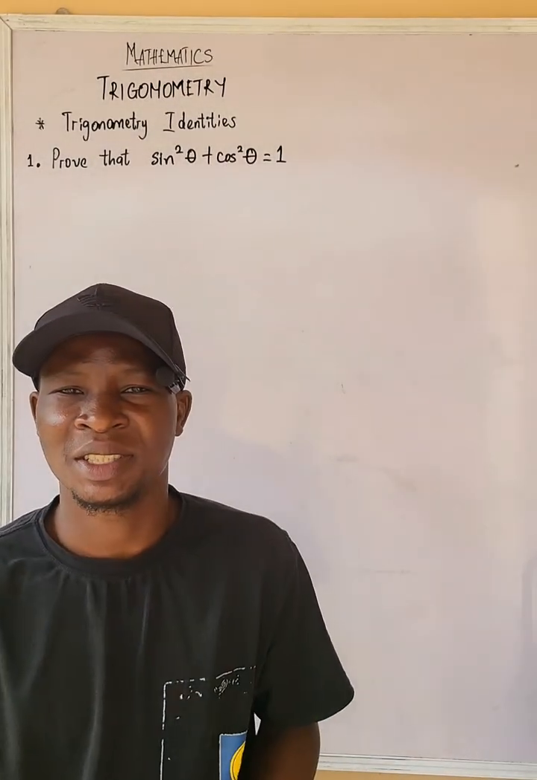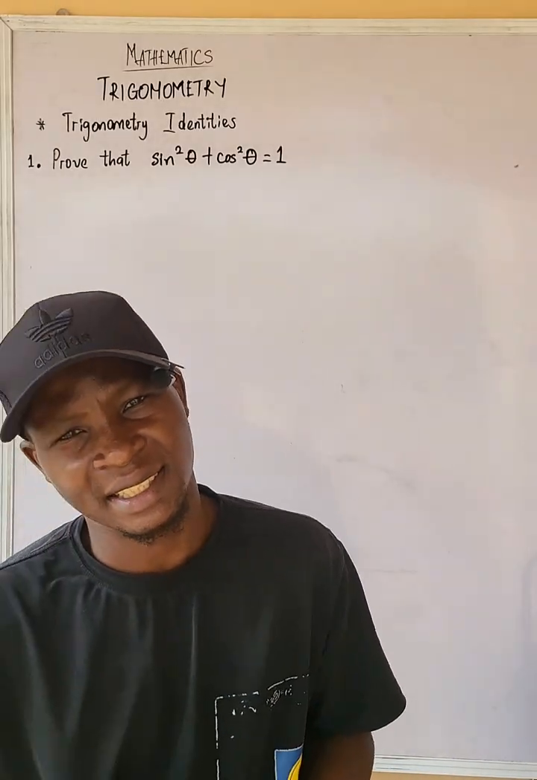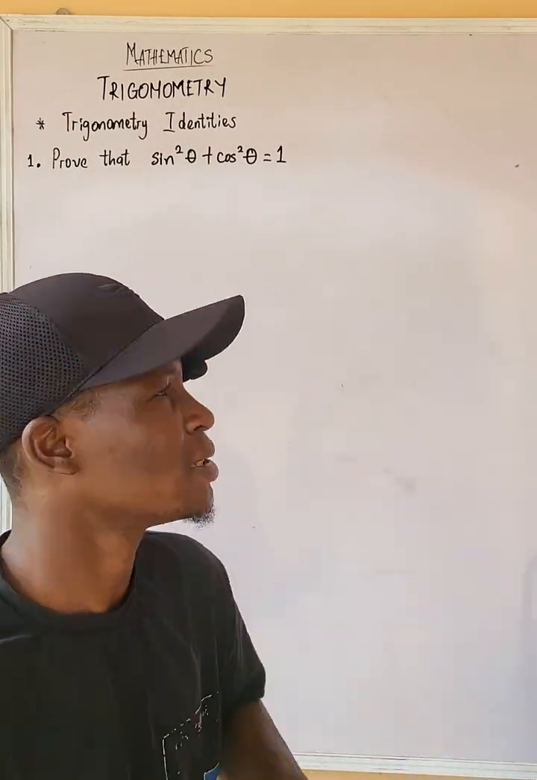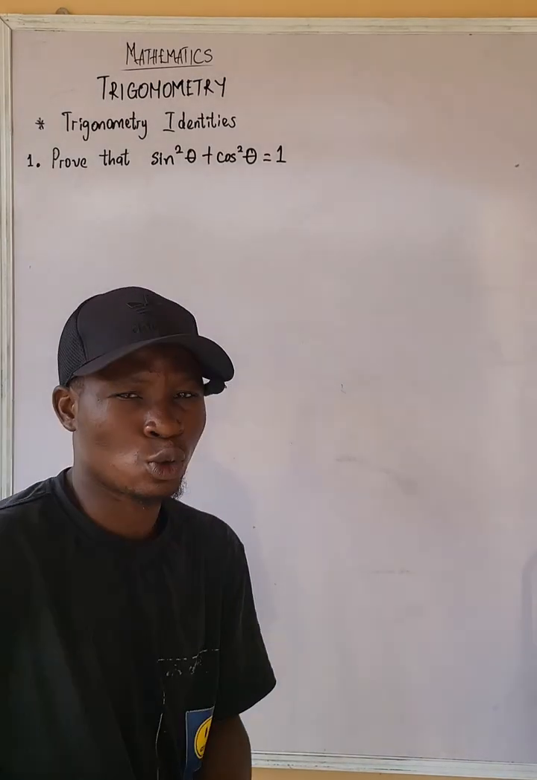Welcome back to trigonometry. Now, we want to prove the three trigonometry identities. We have three trigonometry identities and we want to prove them. The first one will be starting with: prove that sine squared theta plus cos squared theta equals 1.